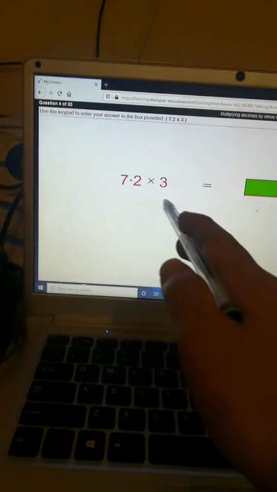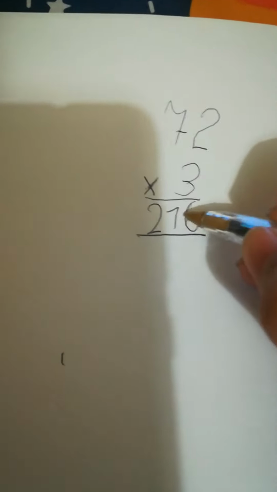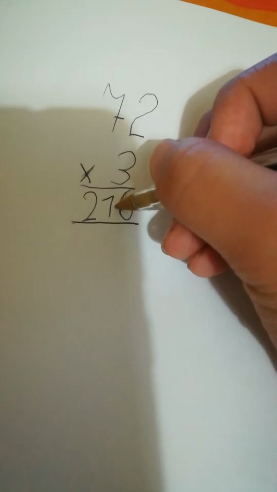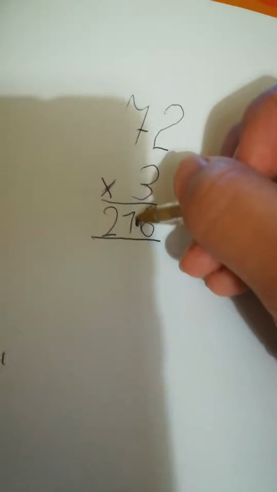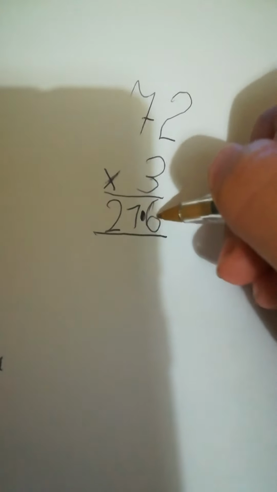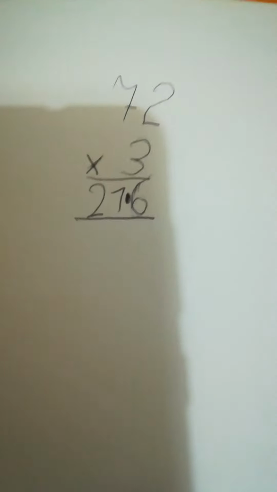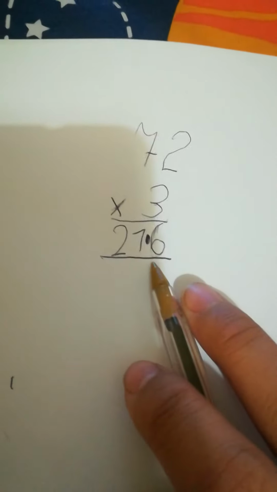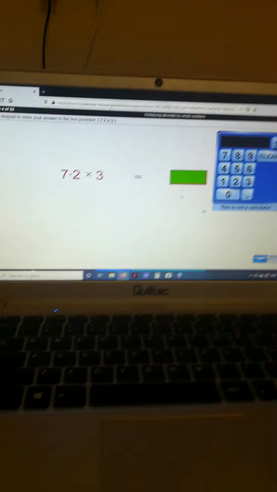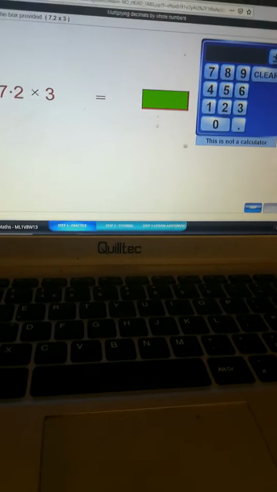But here, it says 7.2, right? And the point is in front of the last number, so we do that at the same one. We put the point in front of the last number. So this is the answer for this math problem. So let's see if it's right.